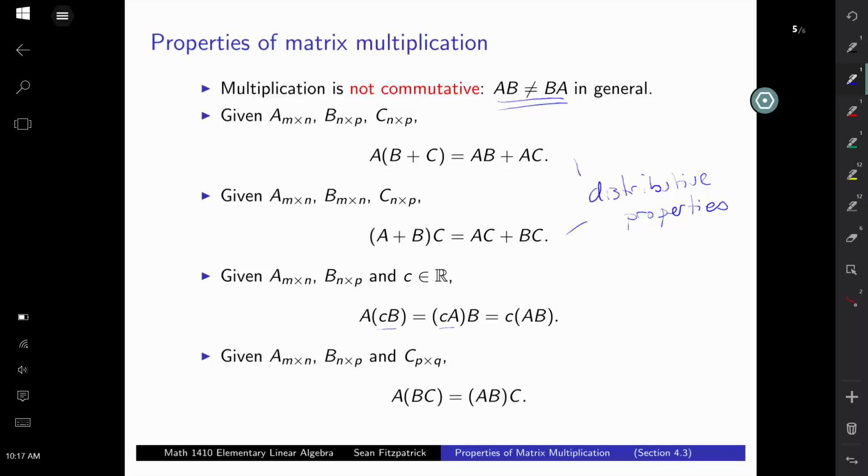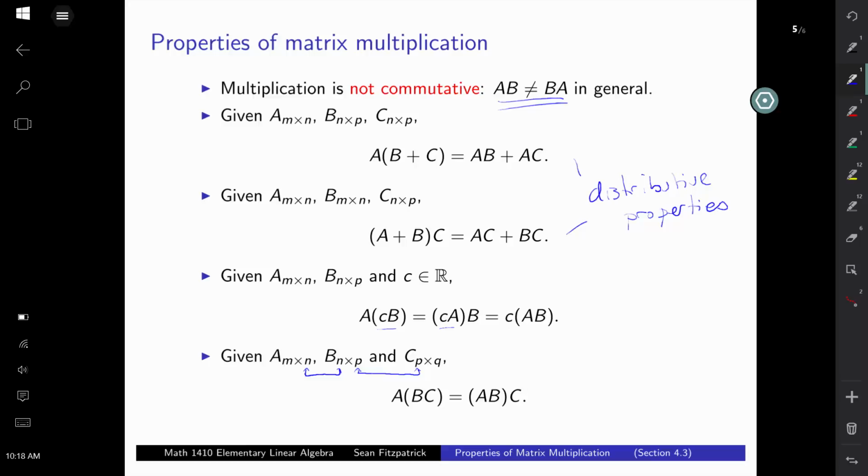And so although matrix multiplication is not commutative, it is associative. If you want to multiply 3 or more matrices, as long as the sizes match up, right? So those have to be the same and these have to be the same. As long as those match up, then I can do A times B times C, and it doesn't matter whether I first do B times C and then multiply by A, or whether I do A times B and then multiply by C.